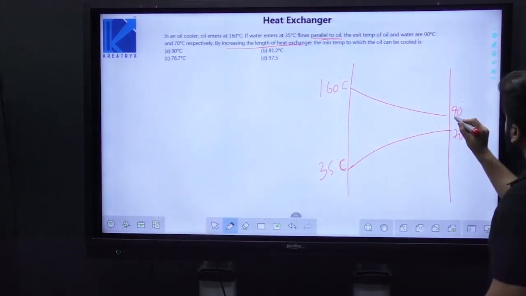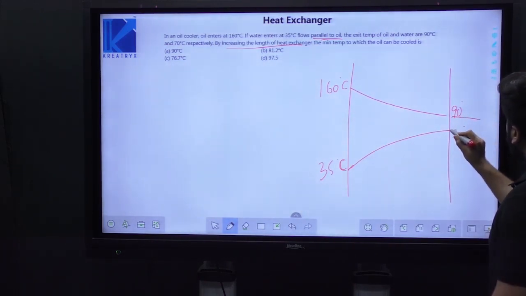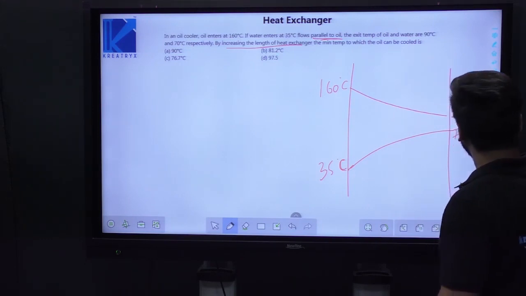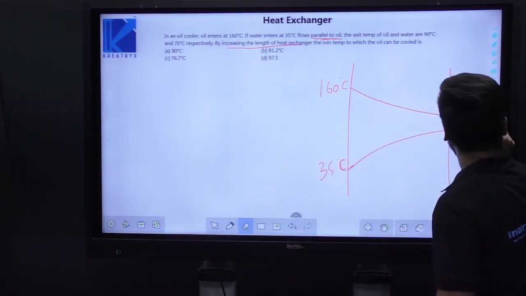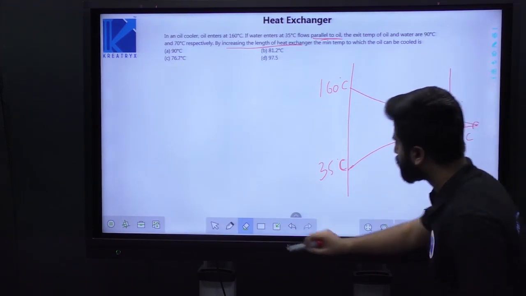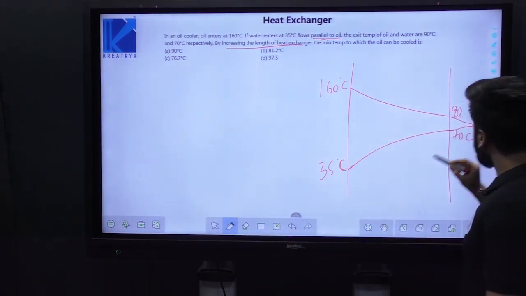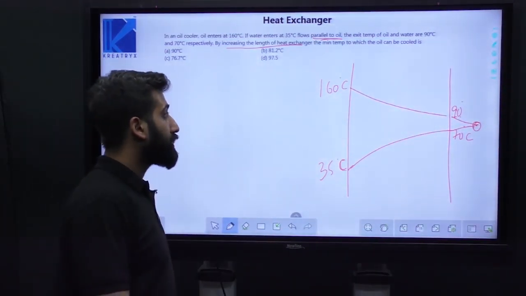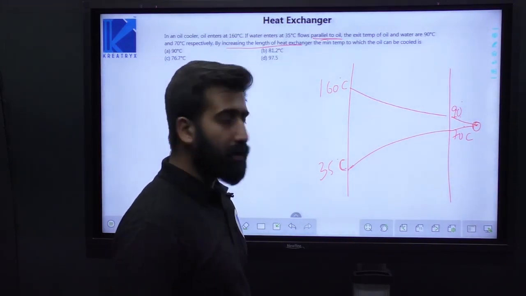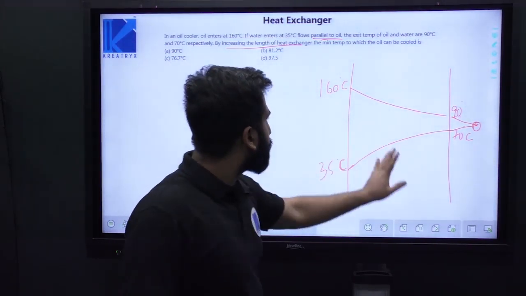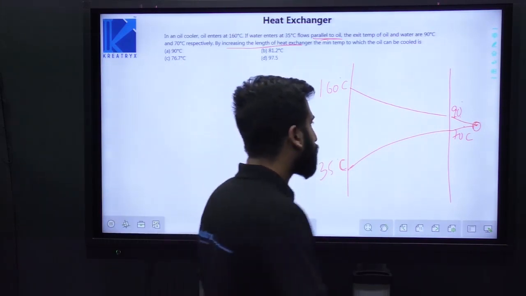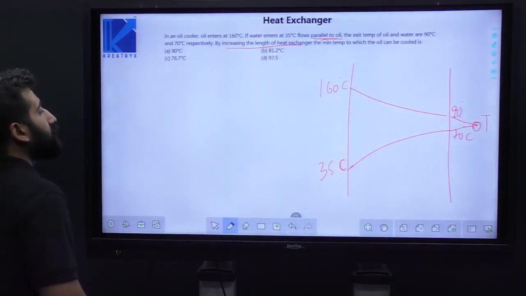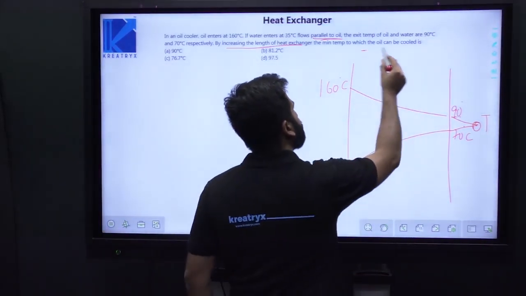Okay, so a hypothetical case: increase the length until the temperature of both the hot fluid and the cold fluid is the same. Let there be a very large length where the final outlet temperature of the hot fluid and the cold fluid becomes equal to T. This you have to find. So the minimum temperature to which the oil can be cooled is.